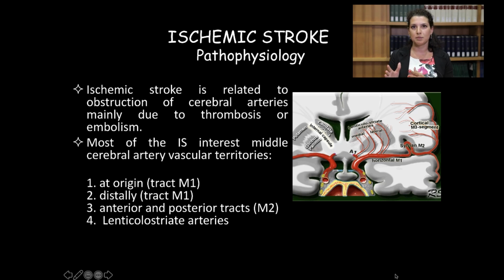Another important segment is the M2 tract. This tract is further divided into an anterior and posterior branch. Obviously, the more proximal, the worse. There are other tracts like M3 or M4, but these are mostly related to cortical infarcts and are less frequent.